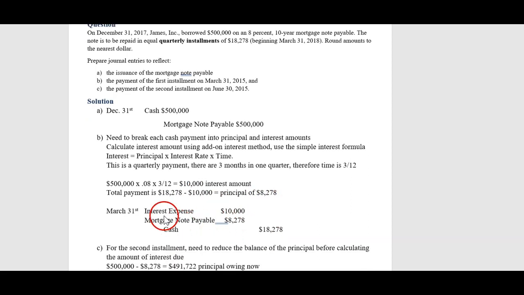So you record this by debiting interest expense for $10,000, debiting mortgage note payable for $8,278, and crediting cash for $18,278. This shows that we're reducing our cash by paying our mortgage. This shows that we've incurred an expense of $10,000 for the 3 months that we had the loan. And our mortgage note payable, this is reducing our balance of $500,000. We started with a credit of $500,000, and now we've got a debit against it of $8,278. So this is reducing our principal that's owing.